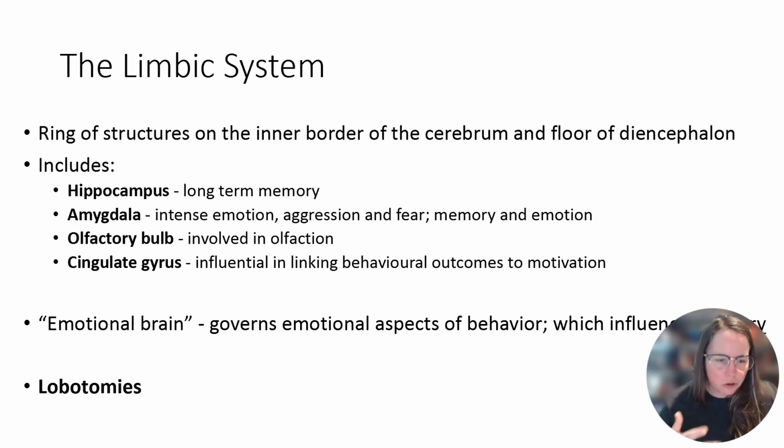So the four major structures we want to look at are the hippocampus, amygdala, the olfactory bulb, and the cingulate gyrus. So the hippocampus, you guys have probably heard before. This is the one that is basically your long-term memory. So you'll learn about this more. But we do have short-term and long-term memory. So short-term is like, it just got in and it's there. And if you don't transition it into long-term memory, as we'll talk about in a minute, it's gone.